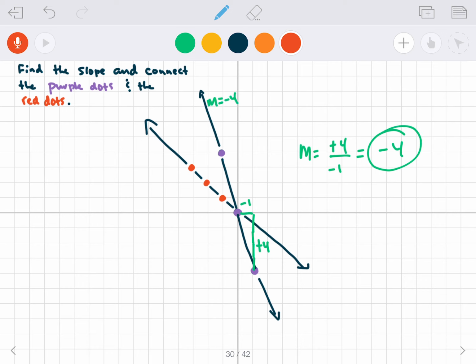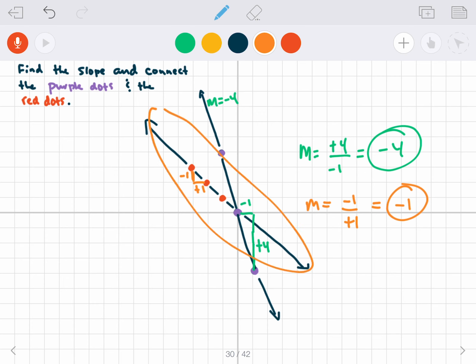Now, what about the red? So the red, again, you can start wherever you want. I'm going to start here and end here. So I'm rising -1 and I'm running to the right +1. So negative corresponds to down, positive corresponds to the right. So my slope for this guy is -1 over +1, which reduces to -1. And this is what we expect. This guy has the less steep slope, so it's going to be less of a negative number.